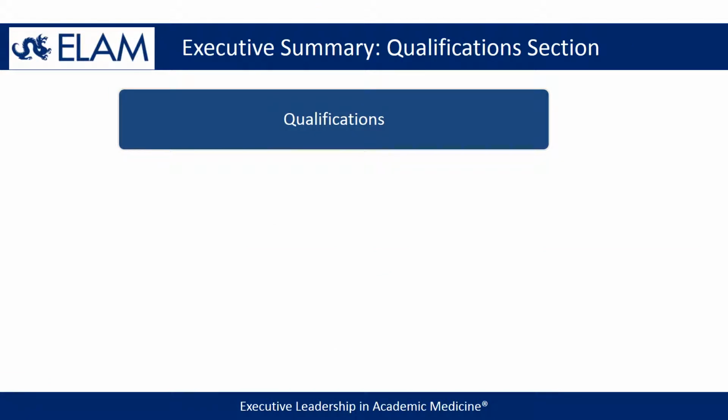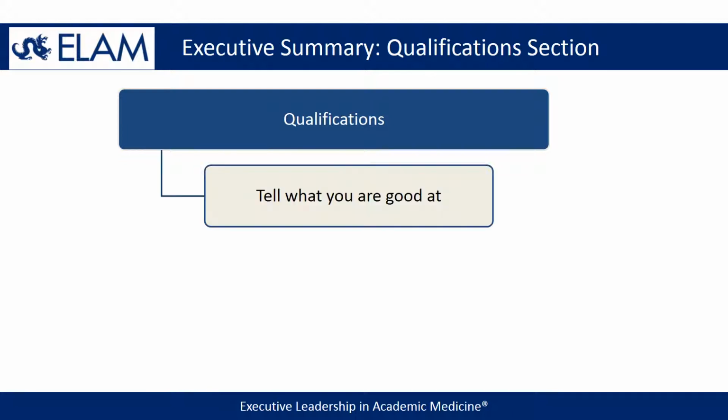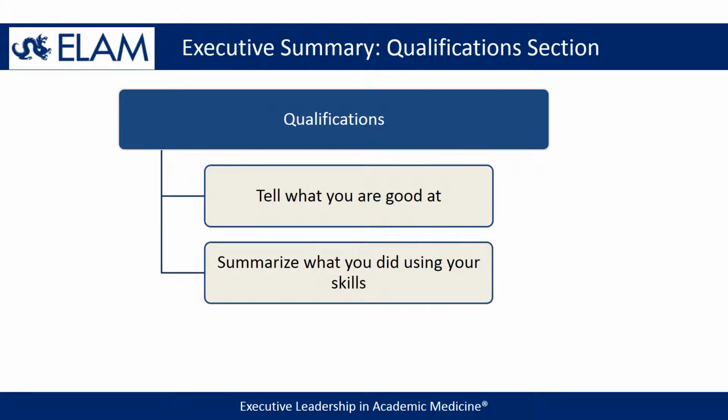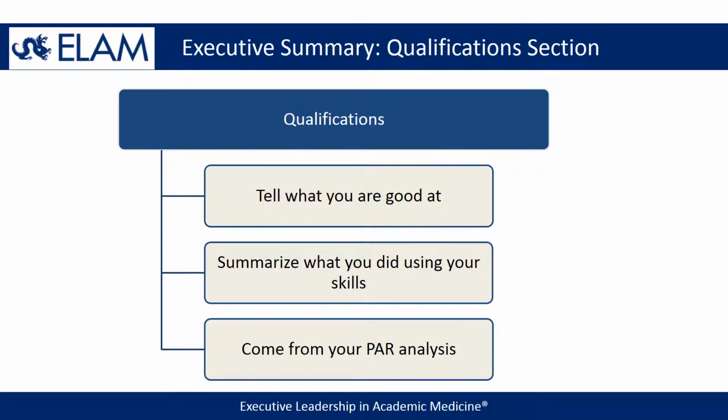Now for the details of the qualifications section. This details your qualifications and readiness for the position based on similar roles and responsibilities you have already had. In this section, you tell what you are good at and summarize what you did using your skills. Your qualifications come directly from your PARS analysis.